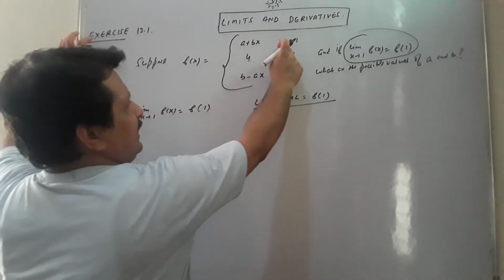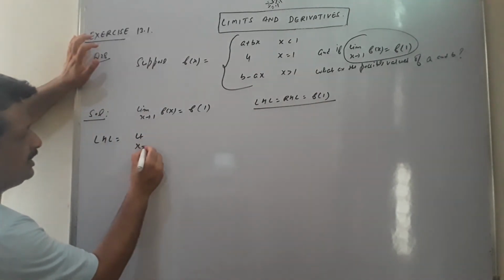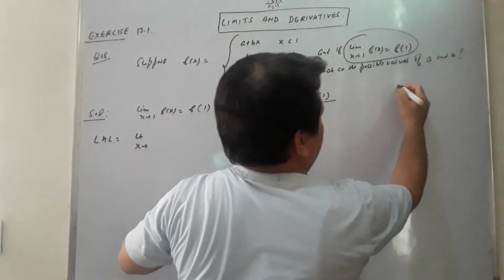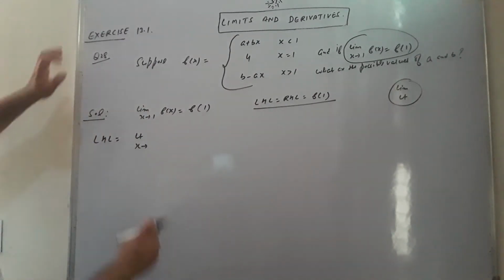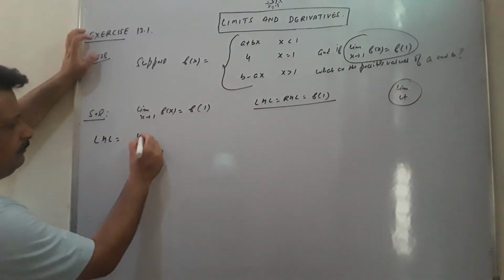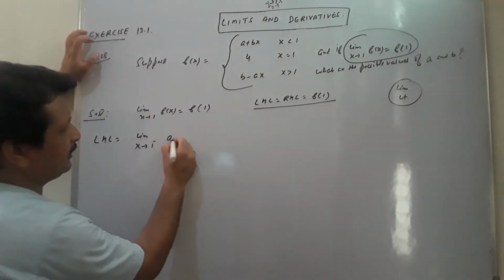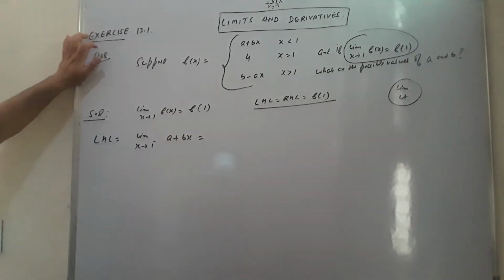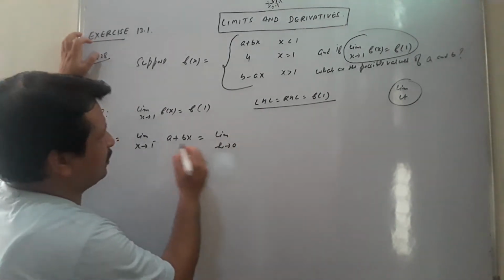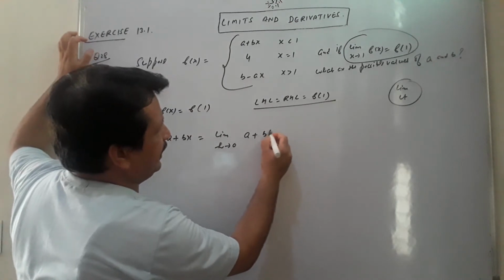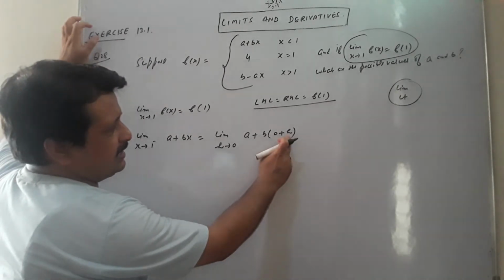So left hand limit, you see here x is less than 1, we will apply the left hand limit here. So limit x tends to, sometimes I am using limit, sometimes I am using LT. Both are same students, so don't be confused here. We can write limit also. Limit x tends to 1 negative. The function in that case is a plus bx. Now this will come as limit, now we are changing into h. h tends to 0, this is a plus b into 1 minus h.